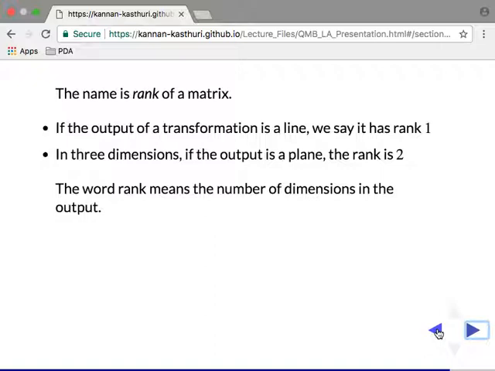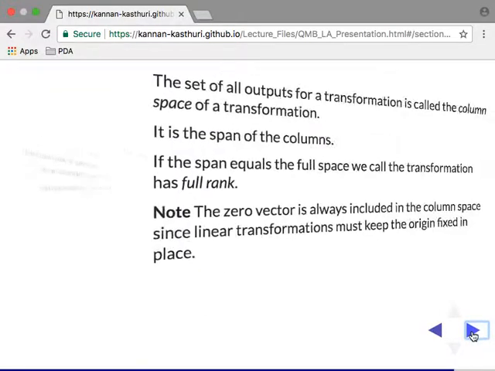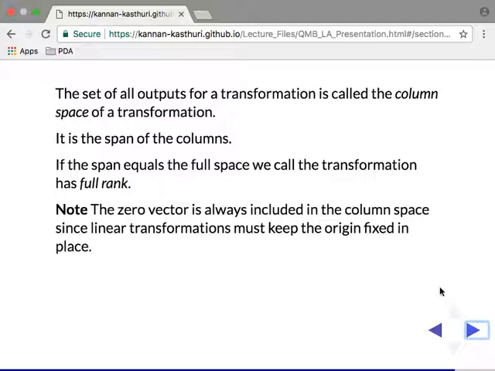You have a transformation. What's the output space? The set of all outputs for the transformation is called the column space of the transformation, and it is a span of the columns. If the span equals the full space, the transformation is called full rank. Whenever people say it's a full rank matrix, it means that it spans the whole space. The zero vector is always included because transformations leave the zero in the same place. It's not going to move.